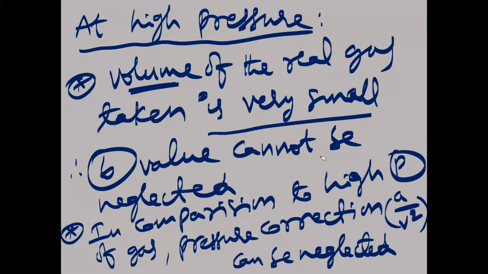At what condition? At high pressure condition. So what do we have to retain in the equation now? B we have to maintain, but A by V square we need not write. Take the screenshot now.